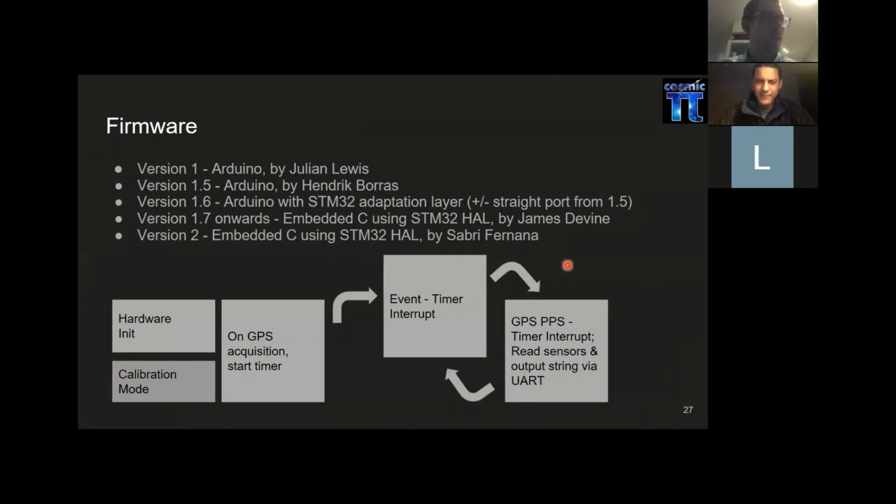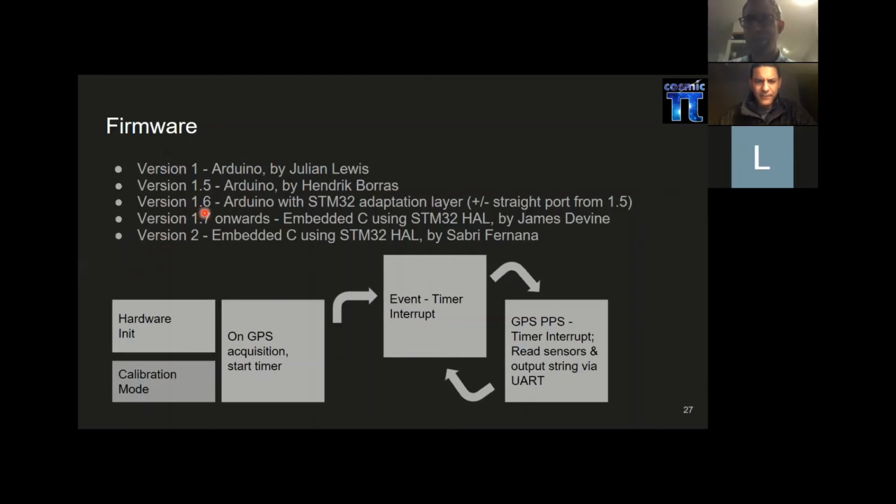Onto the firmware. Our original firmware for version 1 was written by Julian Lewis, and we still use all of the core concepts that he developed whilst building that. It was modified by Hendrik for our version 1.5 with some changes to the way the hardware was constructed and some changes to the way we did the output, ready to be hoovered up by a Raspberry Pi, listening on its UART port.